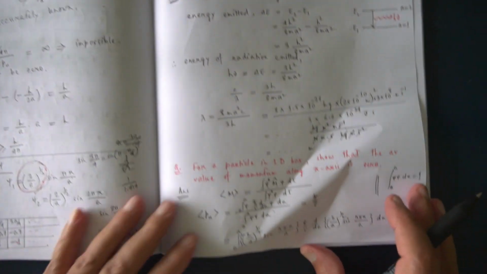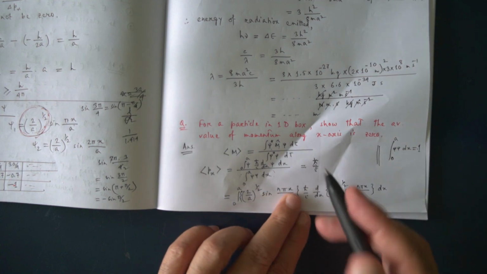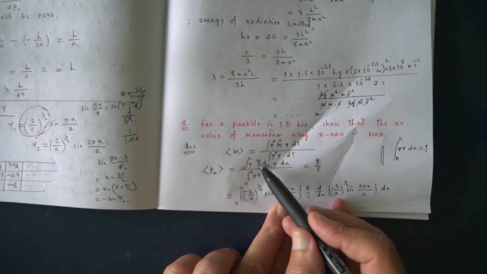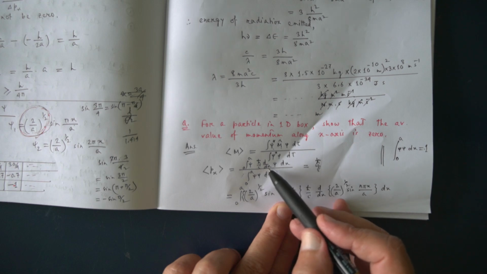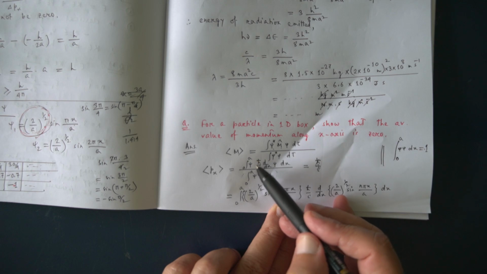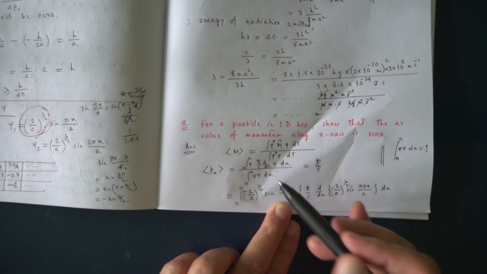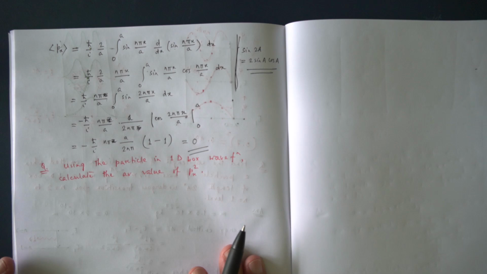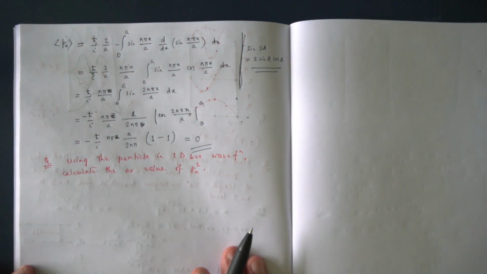Now similar problem. So here we wrote px equals h bar by i d dx. In case of px square, we have to put here this square. Then we have to solve it. So you try to do this. I leave it to you.